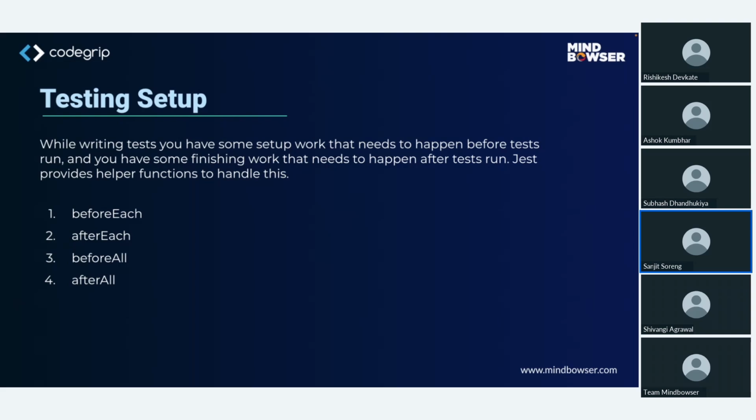In the code I showed you, I had written multiple tests. So before each will execute that piece of code that I've written inside it again and again before all those tests. After each will do as it suggests: it will execute that piece of code after every test. Before all will execute that piece of code only once inside that test suite, before all of the test cases start. Then we have after all, which will execute after all of our test cases have been executed.